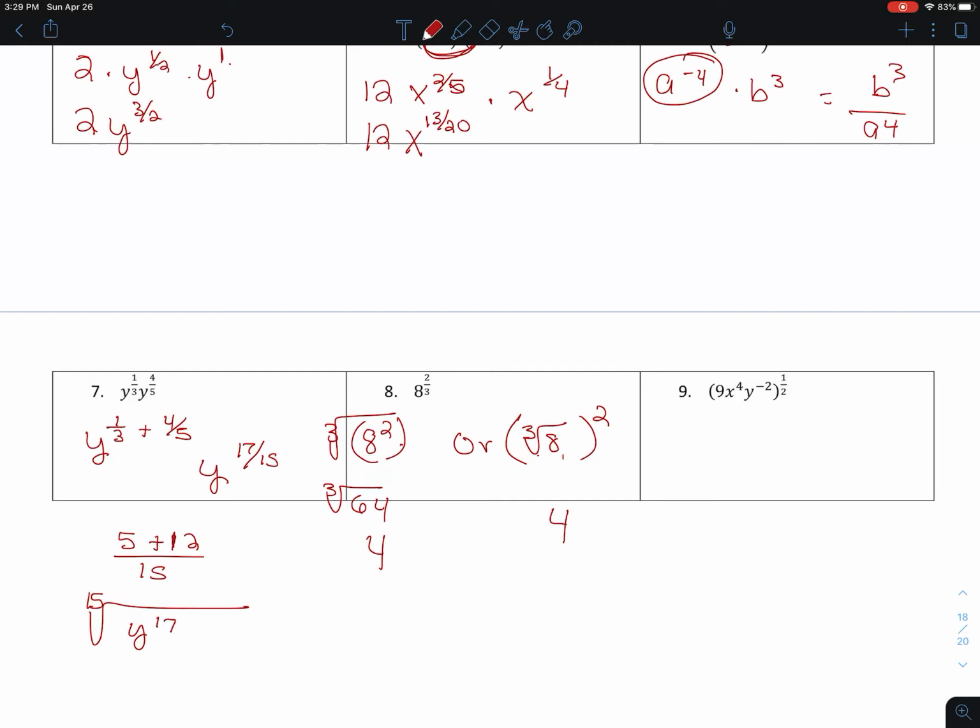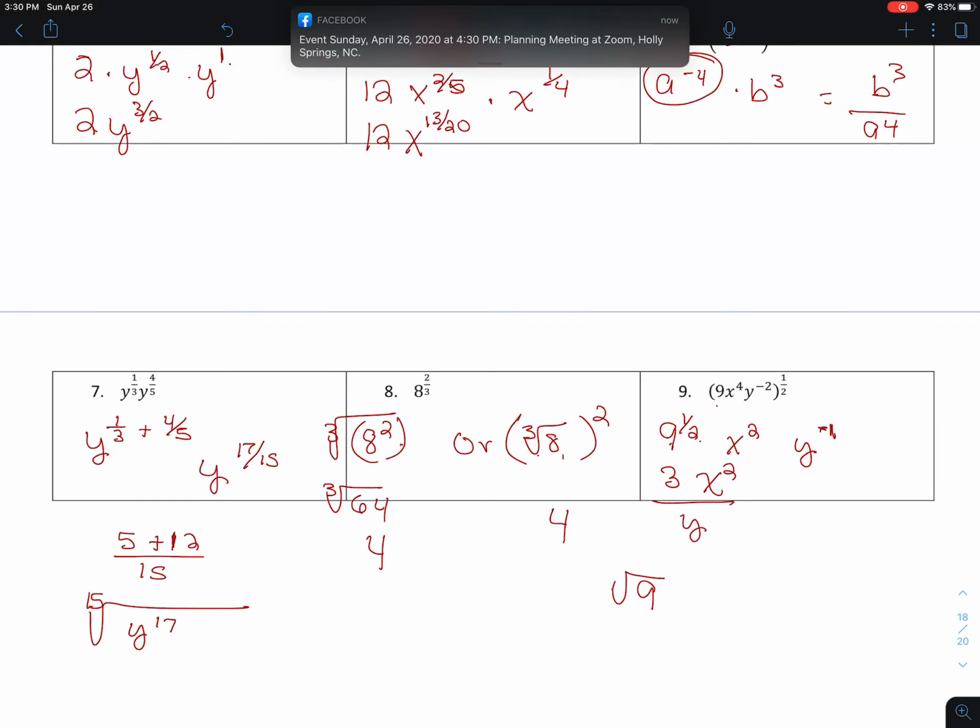And on this last one, we're going to raise the power to a power. So we get, remember this is 9 raised to the 1/2. X, 4 times a half is 2. And then y to the -2 times the 1/2 is just -1. So the 9 to the 1/2 is the same as saying the square root of 9, which is 3, x squared, and then the y goes in the denominator.